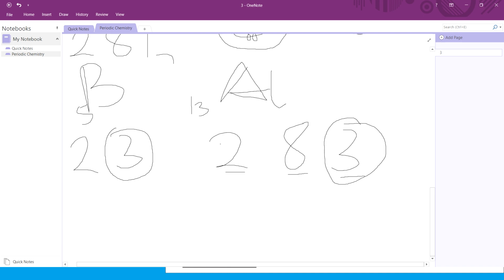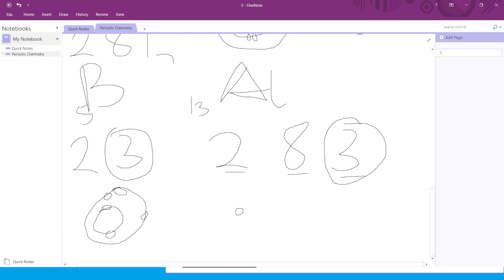If we want to represent it on the shells, it's going to be like this: 2 here, and then 1, 2, 3 there. You know that the valence electrons are in the outermost shell. So the valence electrons are 3.